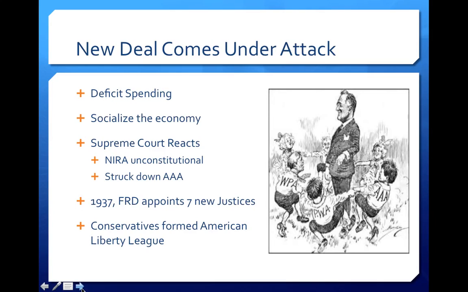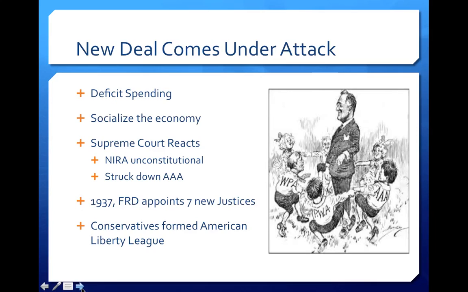The Supreme Court reacts to some of his early New Deal programs. They strike down the NIRA. Again, the NIRA is proved to be unconstitutional. It declared that the law gave legislative powers to the executive branch and that the enforcement of industrial codes within states went beyond the federal government's constitutional powers.